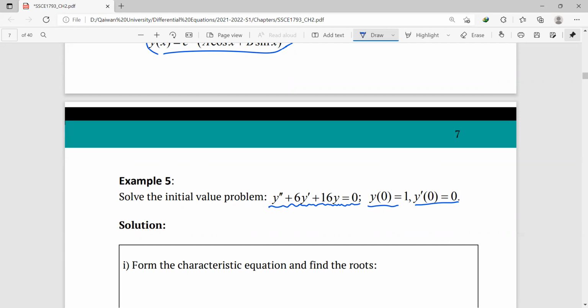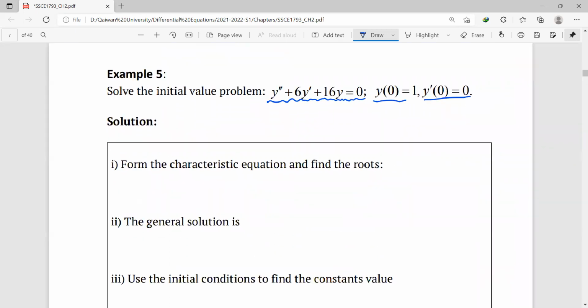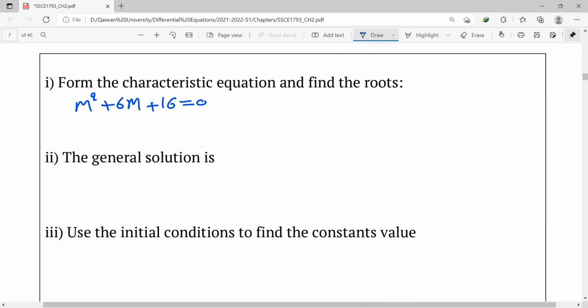To solve this initial value problem, we should first find the general solution as we did before. Then we apply the conditions to find the values of capital A and capital B. So let's solve this first. First, we should write down the characteristic equation. So the characteristic equation is m squared plus 6m plus 16 equals 0. And here, we cannot factorize this. We use the quadratic formula for finding the values of m.